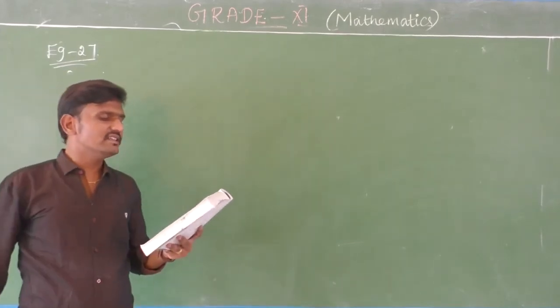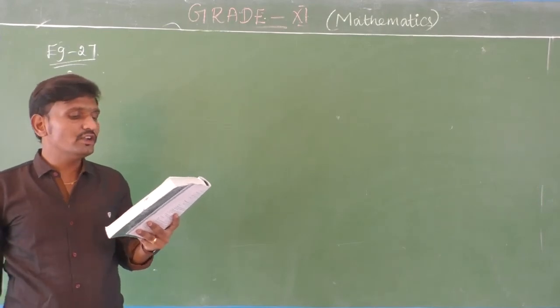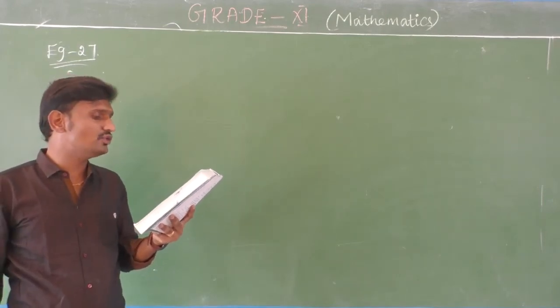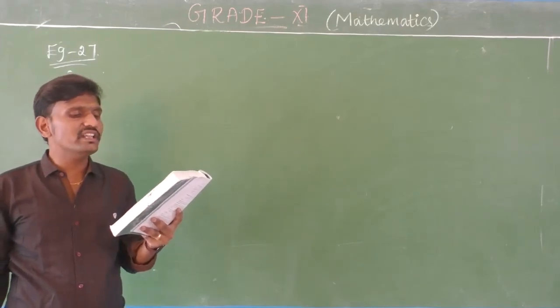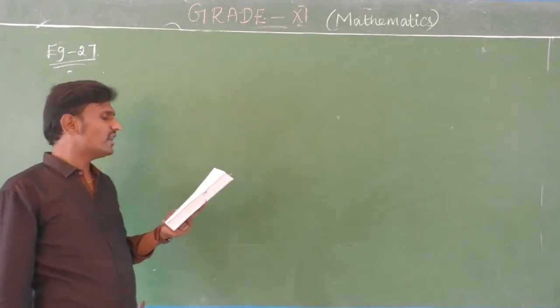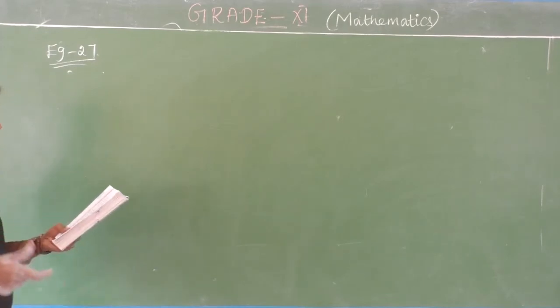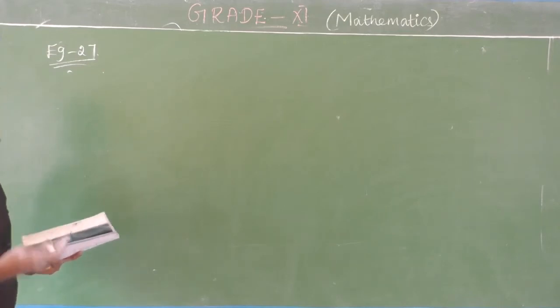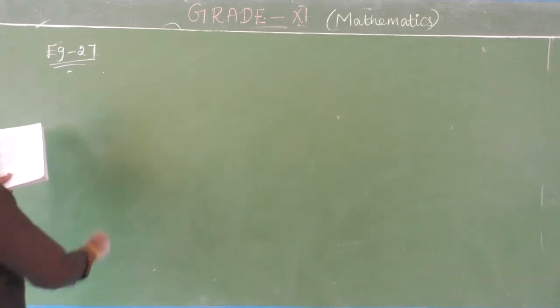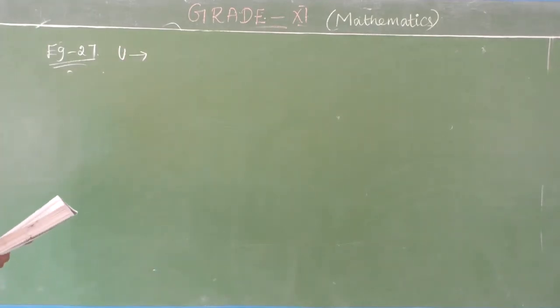See students, there are 200 individuals with a skin disorder. 120 had been exposed to the chemical C1, 50 to chemical C2, and 30 to both chemical C1 and C2. So find the number of individuals exposed to each. Okay, so they are affected by the skin disorder. So in this question, what is given? U is denoted by the universal set, which means 200 individual persons.